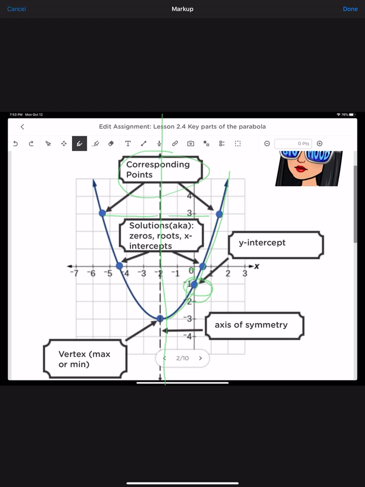Now, the opposite of our y-intercept are solutions, because it's the x. Solutions have a couple of different names. You can call them solutions, zeros, roots, x-intercepts. And the SAT loves to switch it up. They love to call it different things. So you really need to understand what they mean when they say solutions, zeros, roots, and x-intercepts. So that is basically the solutions of my parabola.